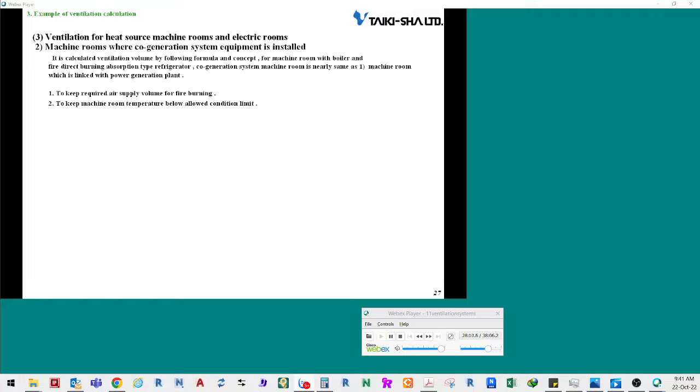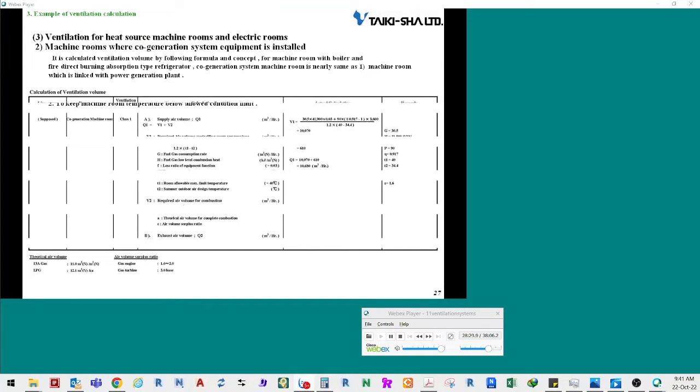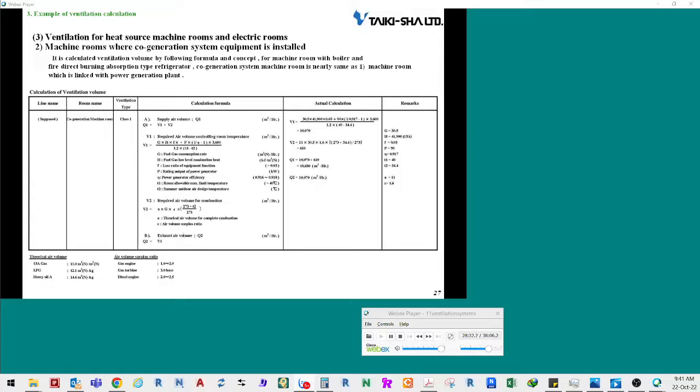Machine rooms where cogeneration system equipment is installed. Cogeneration system equipment are burning appliances like boilers and cold and hot water direct firing absorption generators. Therefore, consider the following points and determine the ventilation air quantity. Let's calculate the supply air rate using calculation formula A. Here, V1 is the ventilation air quantity to maintain a room at allowable temperature. V2 is the amount of combustible air required for equipment.